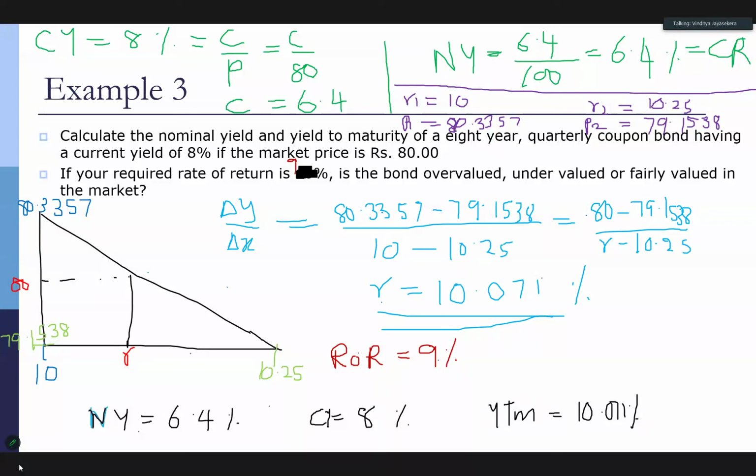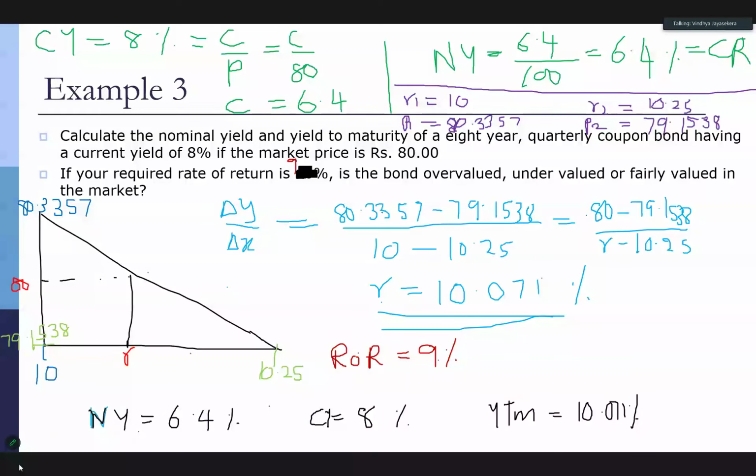What does yield to maturity tell you? It is the return that you will get when you buy it at market price. Yield to maturity tells you the return that you will get when you buy the bond at market price. So when you buy the bond paying 80 rupees, you will get a return of 10.071.